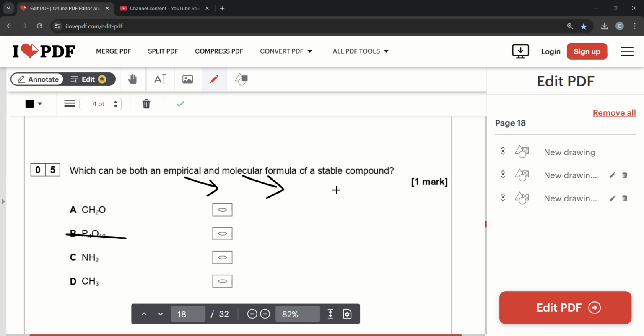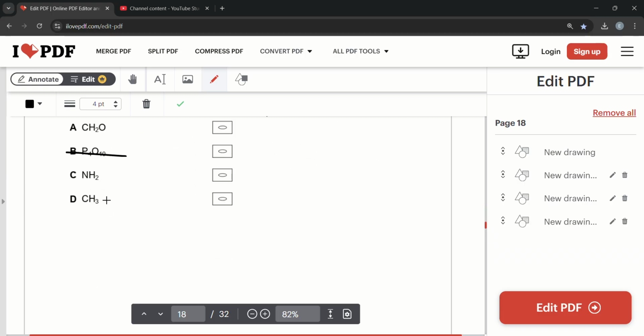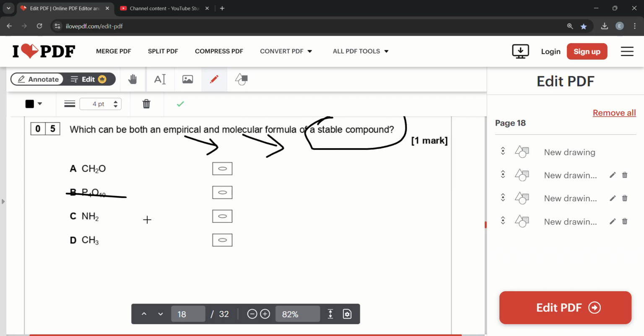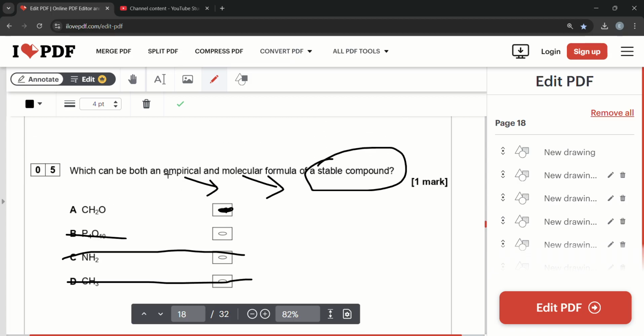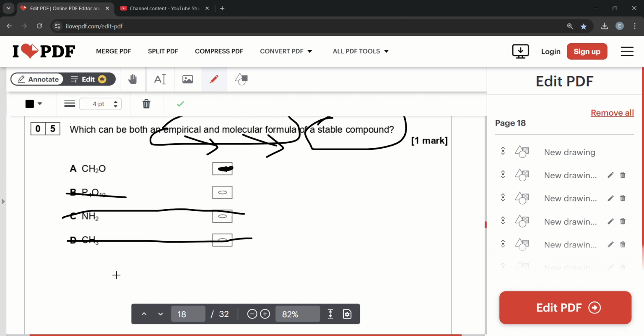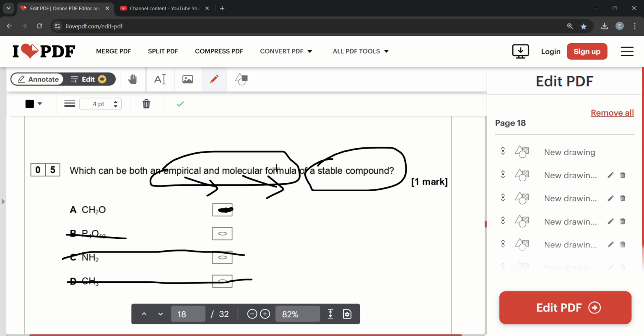However, it says of a stable compound. CH3, well, we can make methane, CH4, with a lone pair of electrons, so that's not going to be stable. NH2 is going to have a lone pair of electrons from NH3. That's also going to be unstable. Therefore, the answer will be A, CH2O. So you have to read the whole question. If you just read this bit and jump into it, you're going to get A, C, and D. But a stable compound, therefore, must be A, because C and D are unstable.